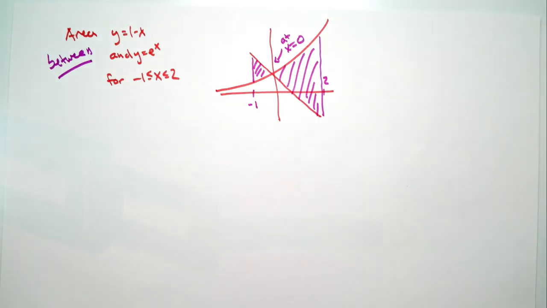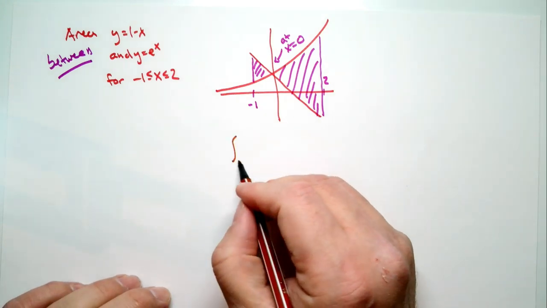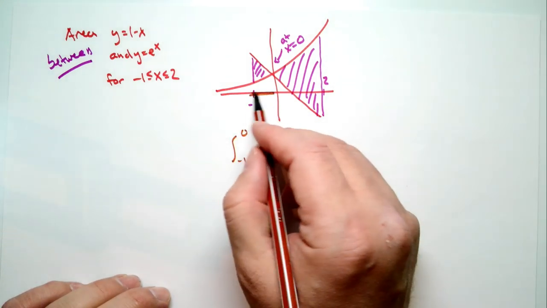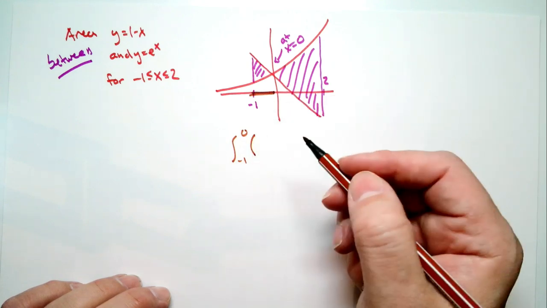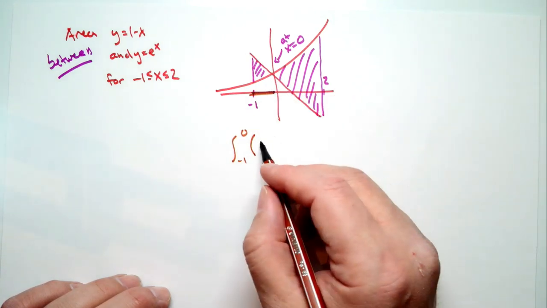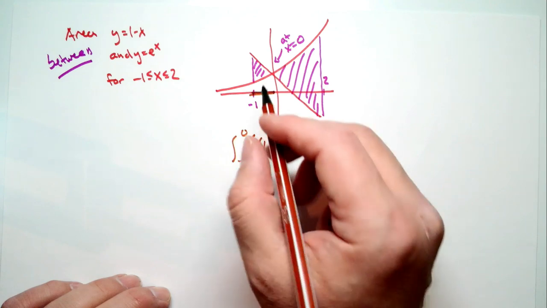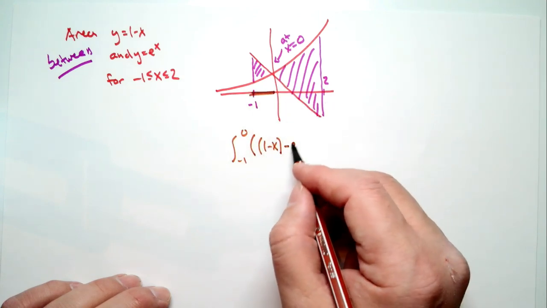So what does that mean? Well, what that means is you should break it up into more than one integral. So the rule of thumb is if any time you have the top or the bottom function is changing, break it into parts. So in this case, we'll break it into two parts. So the first part will be from negative 1 to 0, which is this piece here. And in that part, we say, well, the top function is the line. So it's going to be the top function. And the bottom function is e to the x, so we subtract the bottom function.